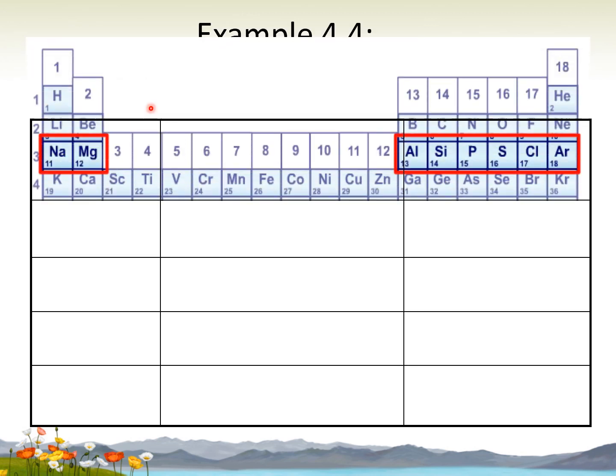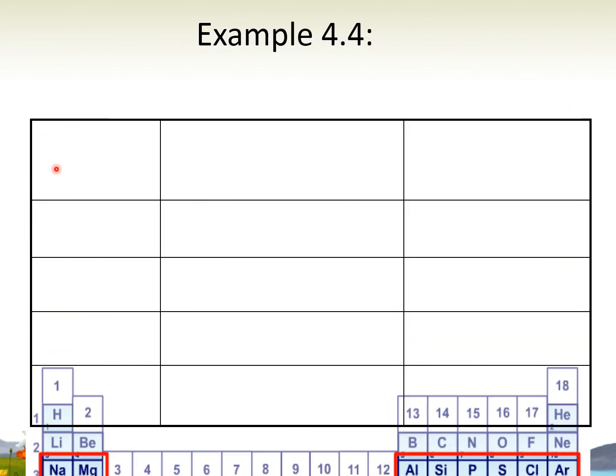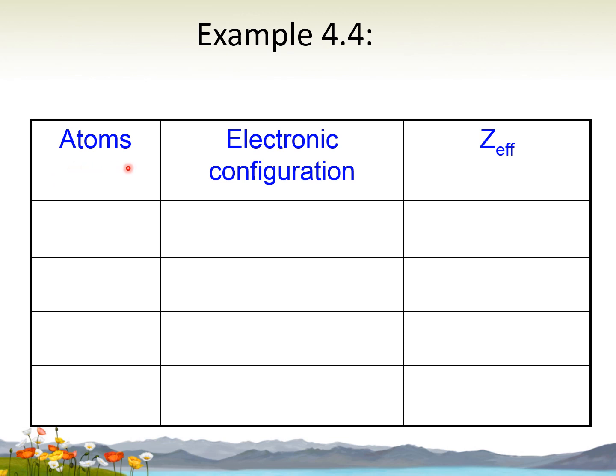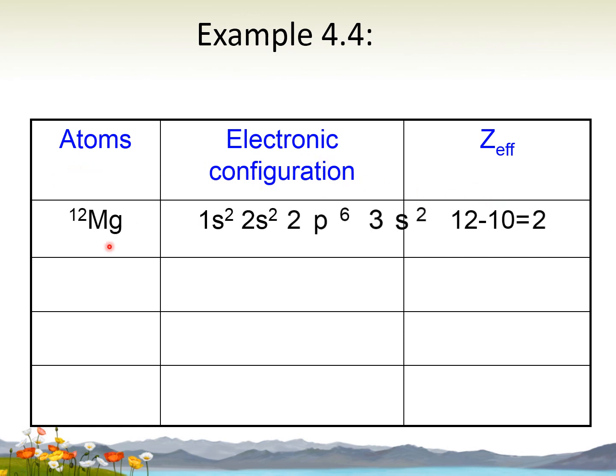Example 4.4. Given sodium, magnesium, aluminium, silicon, phosphorus, sulfur, chlorine, and argon. All these atoms are located in period 3. So for example, we have the atoms, electronic configuration, and Zeff. For 12Mg, the electronic configuration is 1s2, 2s2, 2p6, and 3s2. So 1s2 until 2p6 are the inner orbitals. So 12 minus 10 is equal to 2.